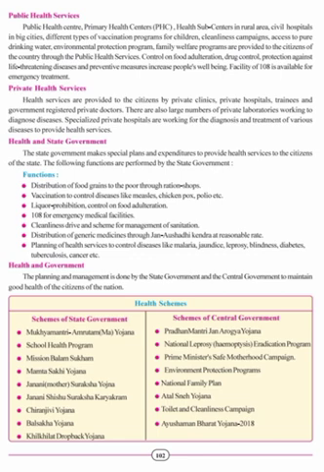Planning of health services to control diseases like malaria, jaundice, leprosy, blindness, diabetes, tuberculosis, cancer, etc. These services are also provided through the state government. Health and government. The planning and management is done by the state government and the central government to maintain good health of citizens of the nation.